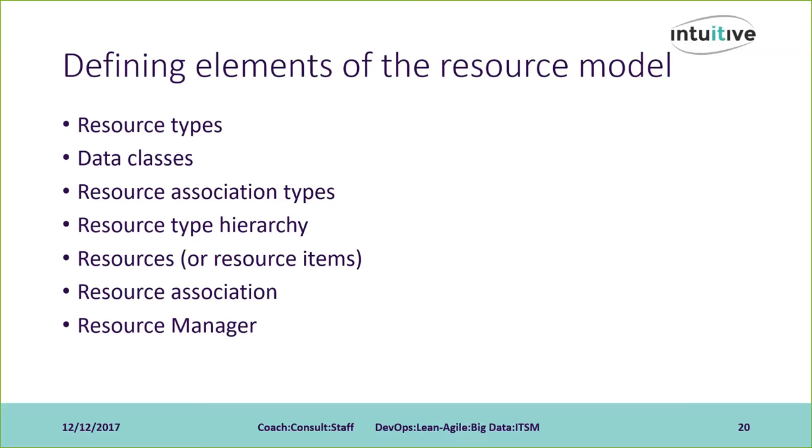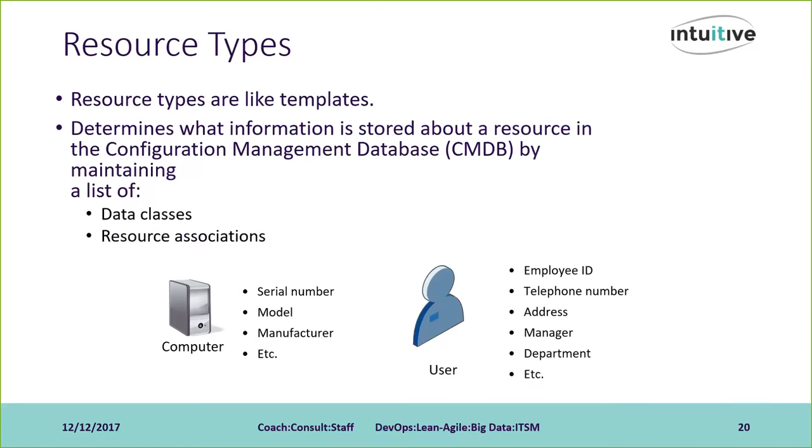So let's start off with the resource types. Resource types are like templates. Data about a resource is added to the CMDB using a template that's called a resource type. The resource type determines what information is recorded about the resource. For example, if a resource's type is the computer resource type, then information like serial number, model, and manufacturer would be information that would be stored along with that resource type in the template.